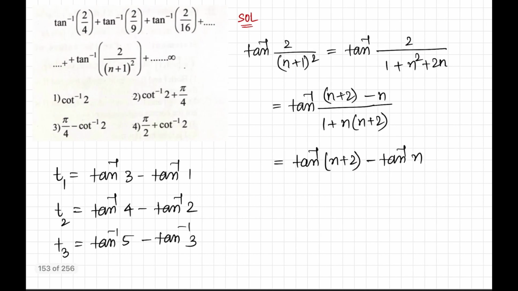So if we look at the options, pi by 4 plus cot inverse 2 is given to us in option 2, and therefore option 2 is the correct choice.